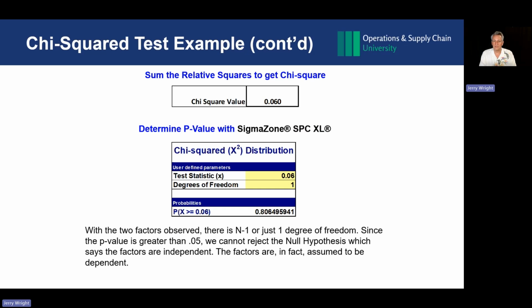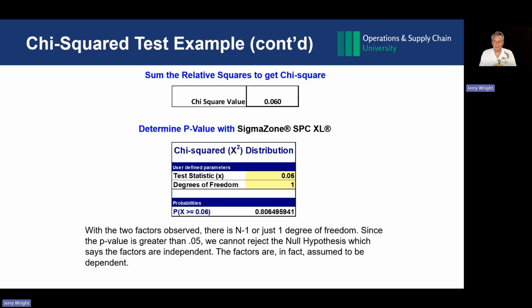The chi-square value is 0.06. Determine the p-value with SigmaZone. You see in here, the p-value is pretty high. It's 0.8. So with the two factors observed, there is n-1 or just 1 degree of freedom. Since the p-value is greater than 0.05, we cannot reject the null hypothesis, which says the factors are independent. The factors are, in fact, assumed to be independent.